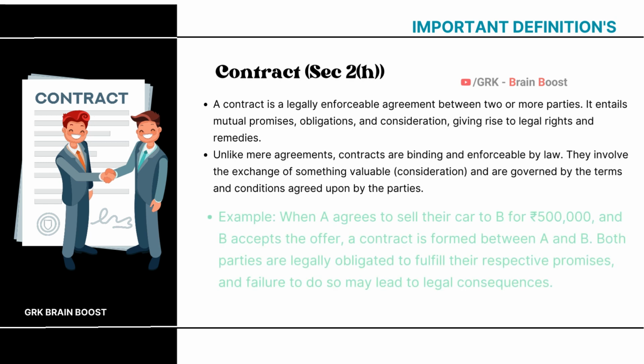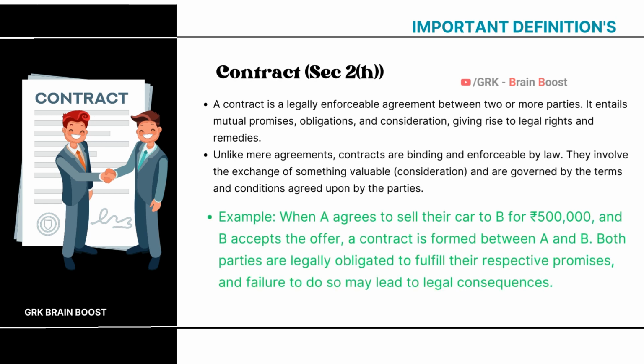For example, when A agrees to sell their car to B for 5 lakh rupees and B accepts the offer, a contract is formed between A and B. Both the parties are legally obligated to fulfill their respective promises, and failure to do so may lead to legal consequences.